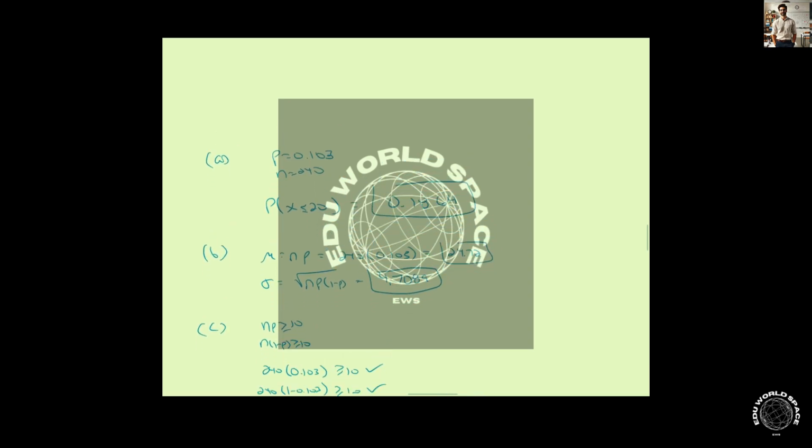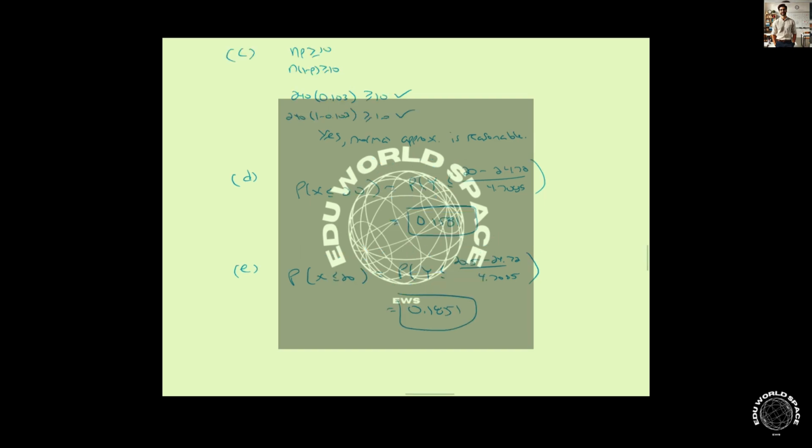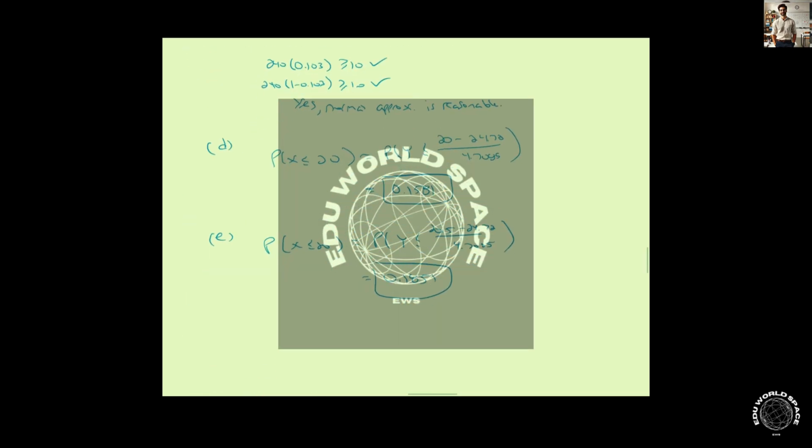Remember when we found it before in part A, it's 0.1864, but now with the continuity correction, that's going to be 20.5. And that changes the calculation to 0.1851, which is much closer to part A than part D.